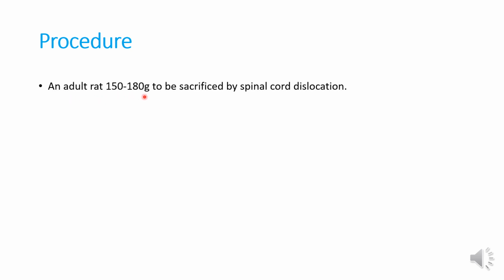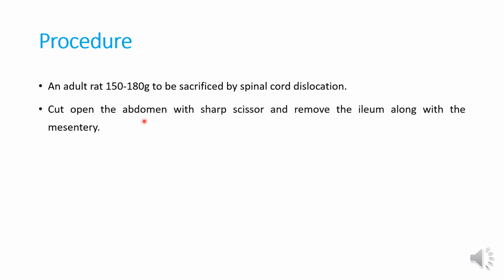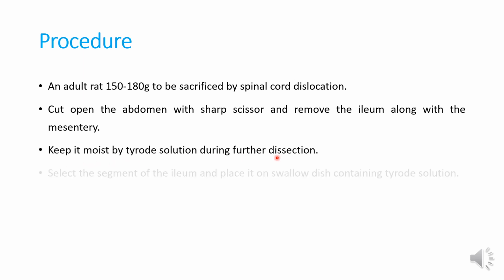Now we'll see the procedure. An adult rat of 150 to 180 gram is to be sacrificed by spinal cord dislocation. Cut open the abdomen with a sharp scissor and remove the ileum along with the mesentery. Then keep it moist with Tyrode solution during the further dissection.